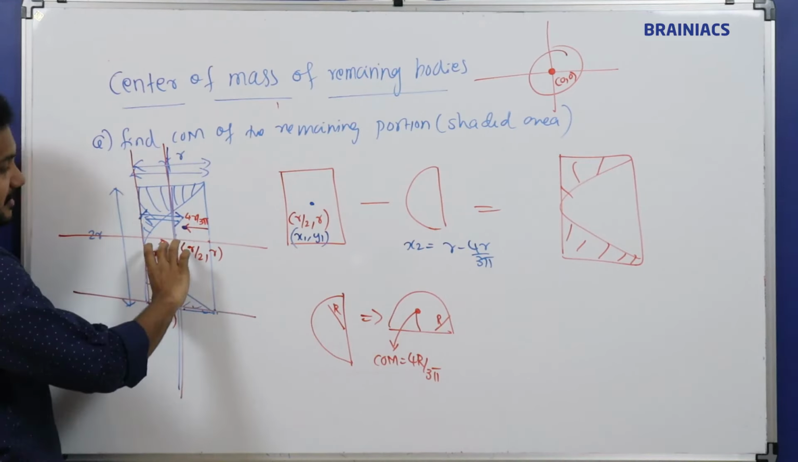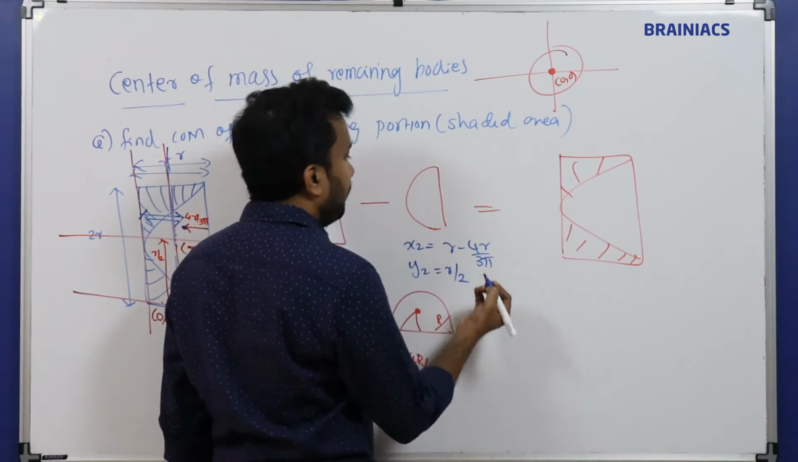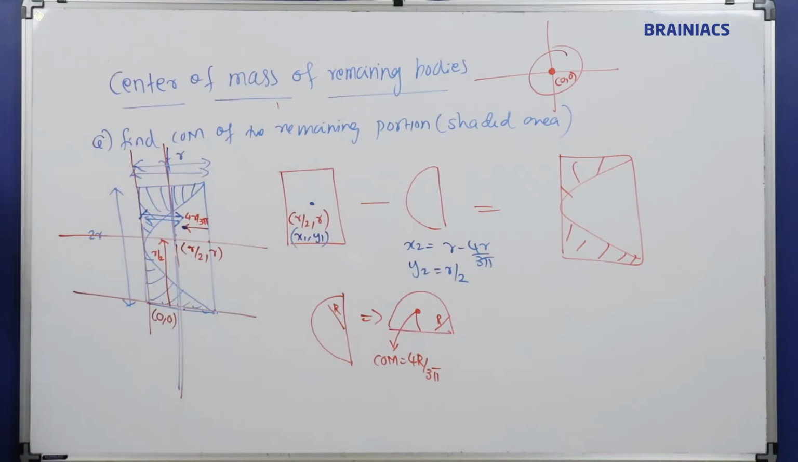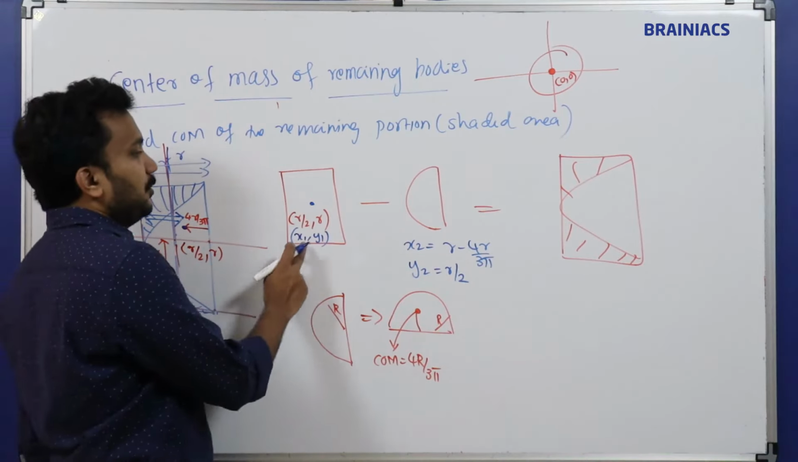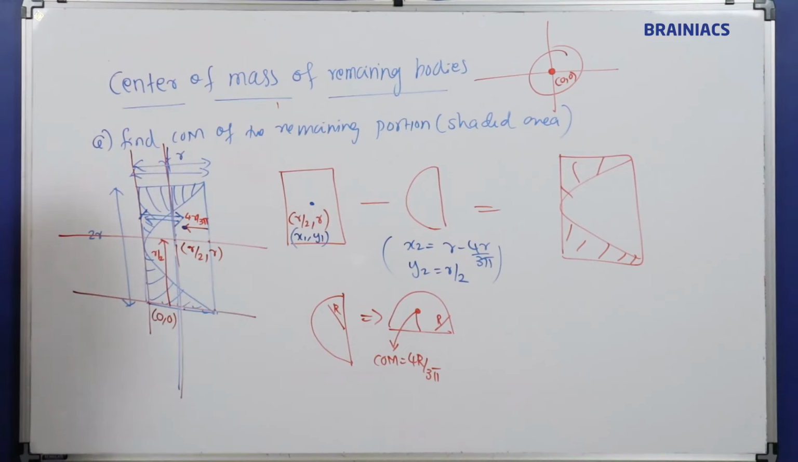What is the y2? y2 will come exactly at the center. That is the y2 coordinate. The y2 coordinate is equal to r by 2. Okay, so this is the x1, y1 we got. This is the x2, y2 also we got: r minus 4r by 3 pi.